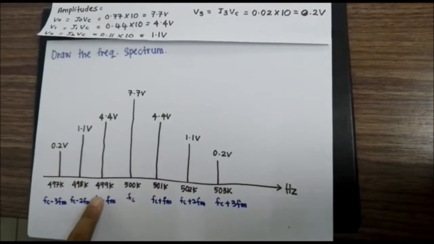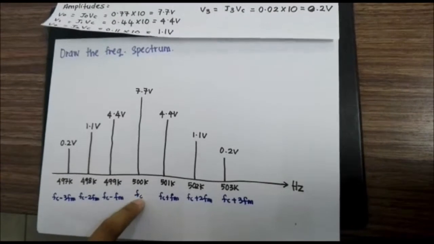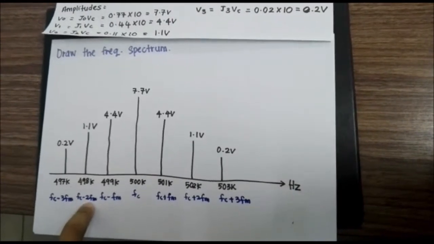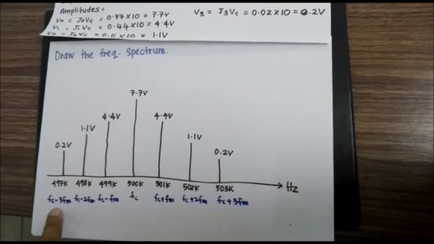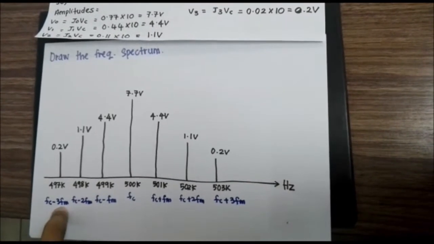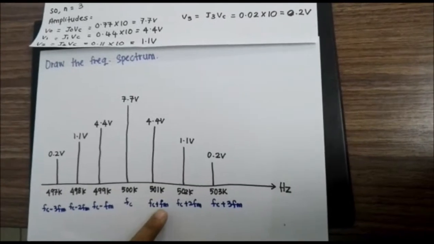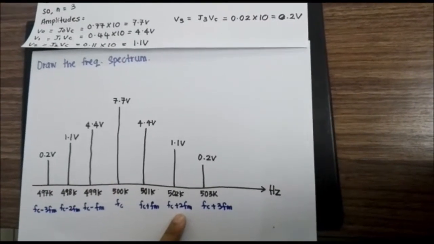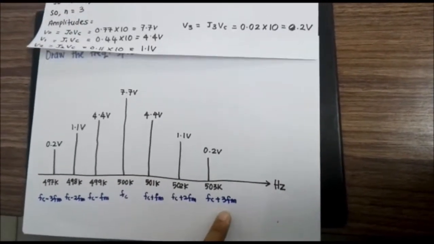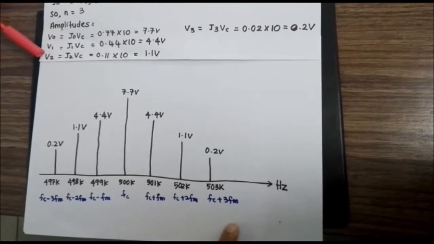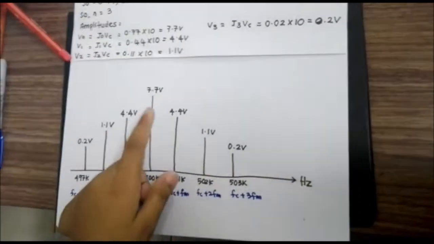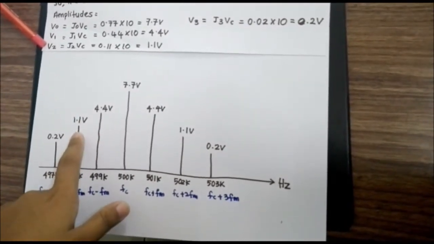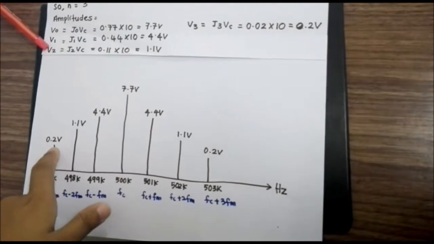Okay, this is how to draw the frequency spectrum. So Fc equal to 500k, Fc minus Fm equal to 499k, Fc minus 2Fm equal to 498k, and Fc minus 3Fm equal to 497k. So Fc plus Fm equal to 501k, Fc plus 2Fm equal to 502k, Fc plus 3Fm equal to 503k. 7.7V is V0, 4.4V is V1, 1.1V is V2, and 0.2V is V3.